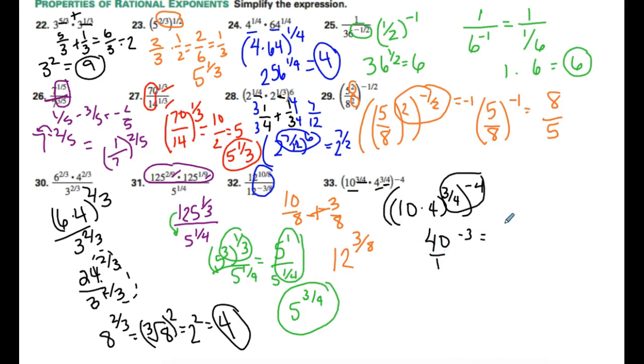If this was 40 over 1, that makes it 1 over 40. And then I would want to cube it. So 4 times 4 times 4 is 64, because 4 times 4 is 16 times 4 is 64. And then I have over 1, and then I have 10 times 10 times 10 is 10, 100, 1,000.